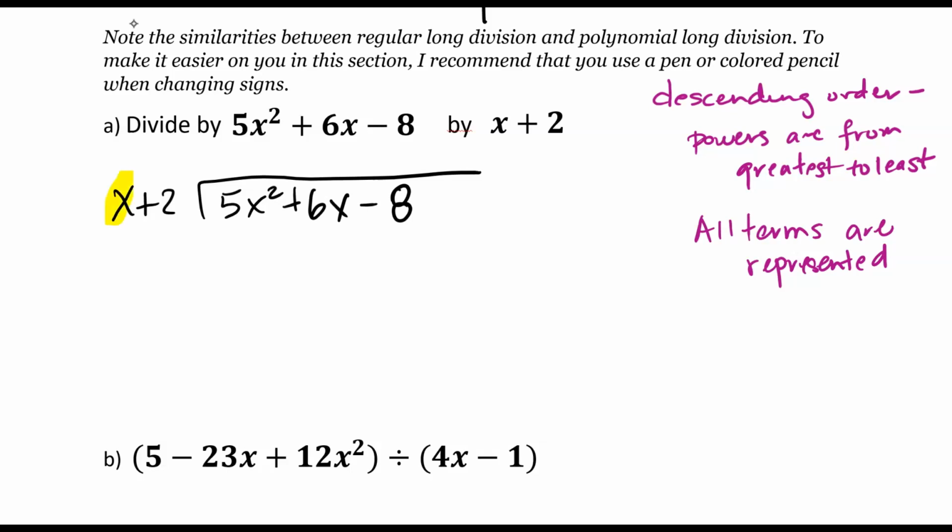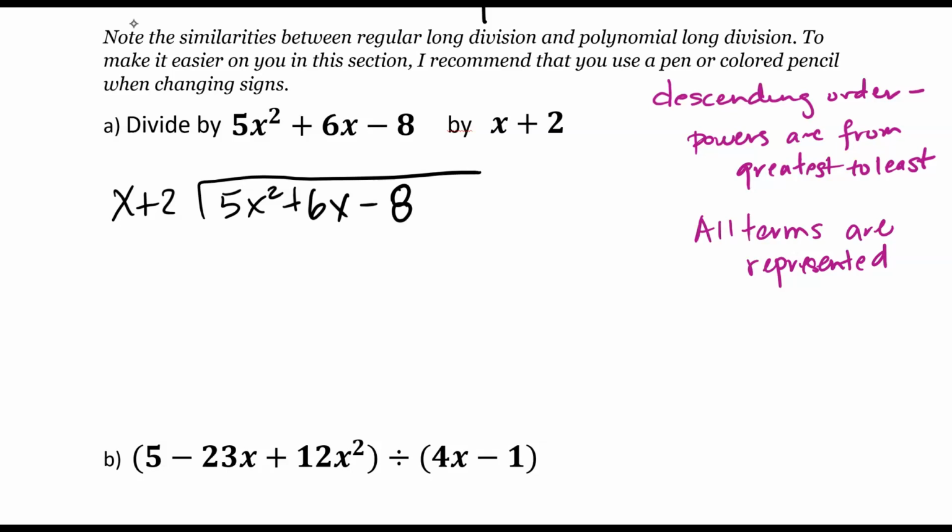Again, we start with the x and the 5x squared here. We decide what times x is 5x squared. And again, you could also look at it as 5x squared divided by x equals what? Okay, those are the things you have to think about. So if you said 5x, you are correct.